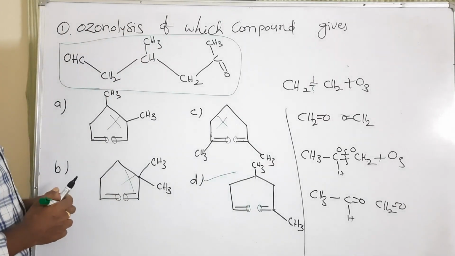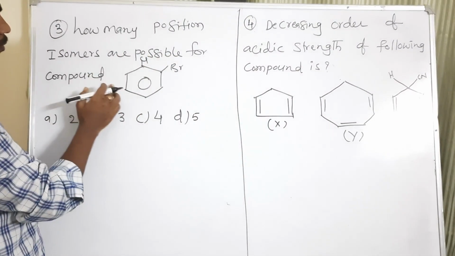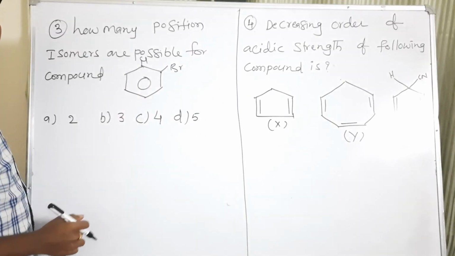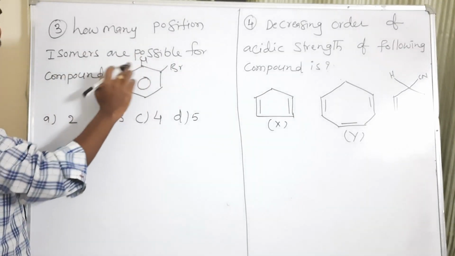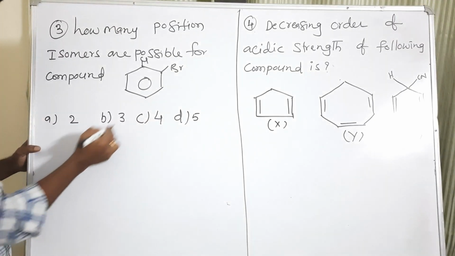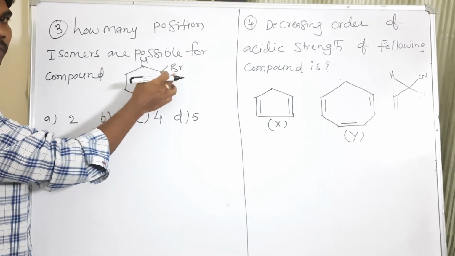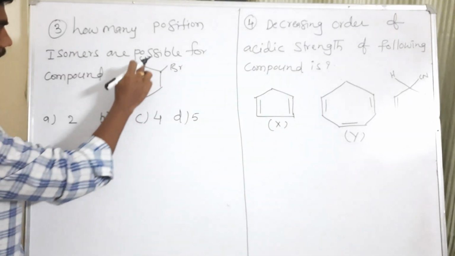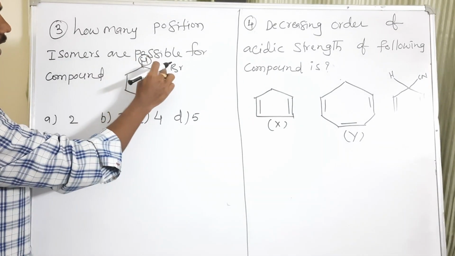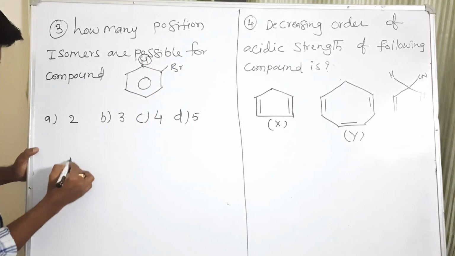So like this we can predict the answers. Next, for the compound chlorobromobenzene: how many position isomers are possible for bromochlorobenzene? So here if you fix chlorine or bromine, the remaining group you have to change. For example, I am going to fix chlorine here and I am going to change this bromine position.